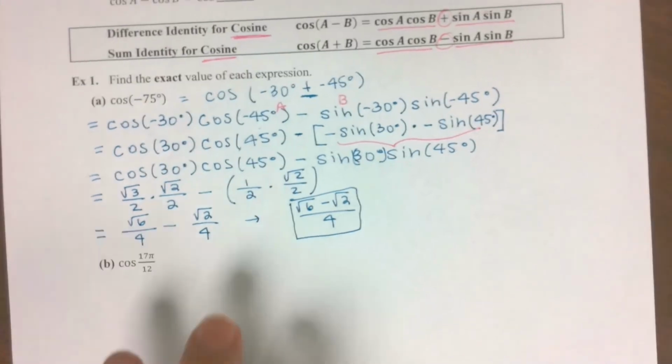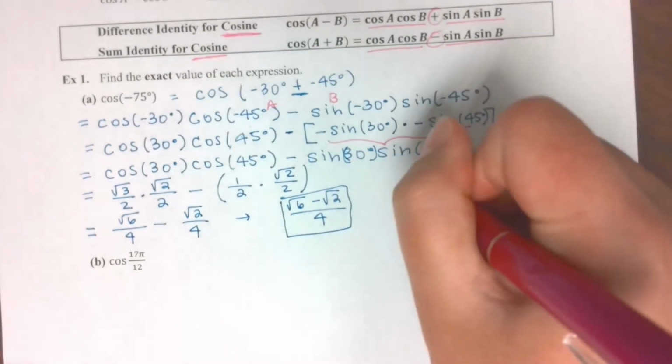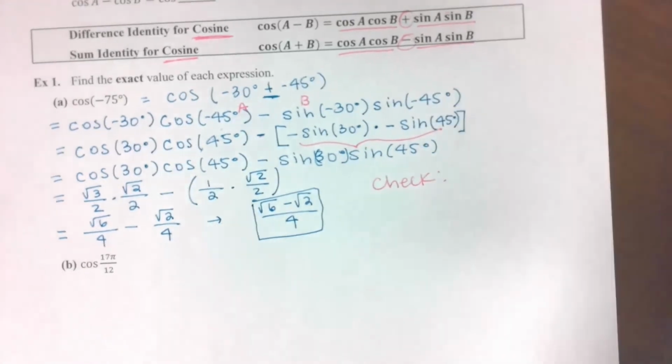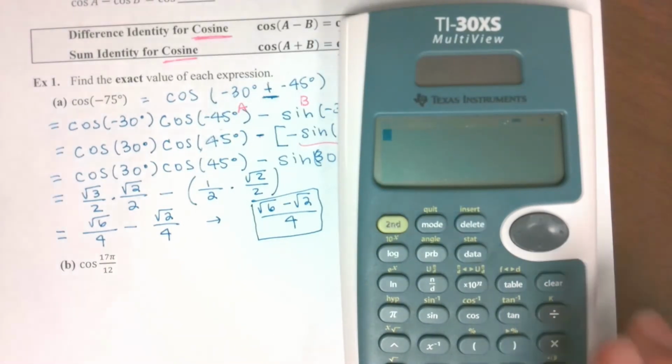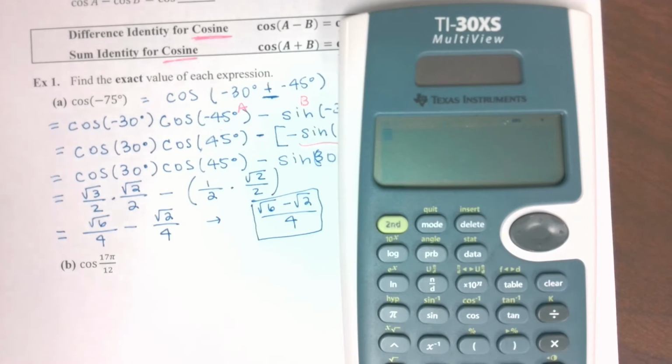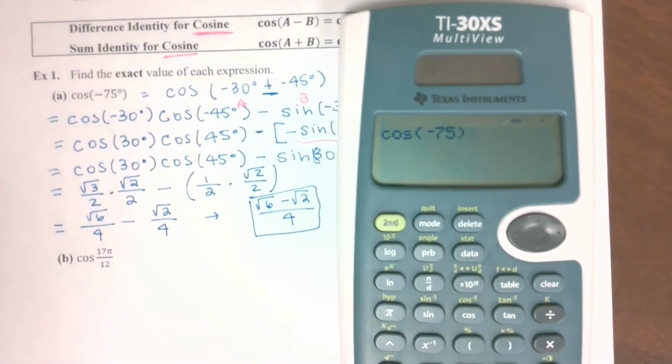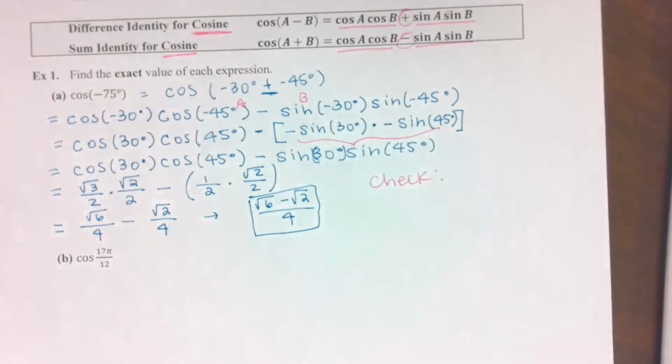One other thing, I would go back and check to make sure that you did your work correctly. You can check and see, does cosine of negative 75 degrees equal square root of 6 minus square root of 2 over 4? Remember, we are working with degrees here, so your calculator needs to be in degree mode. So cosine of negative 75 is equal to square root of 6 minus square root of 2 over 4. Right? So that one is done.